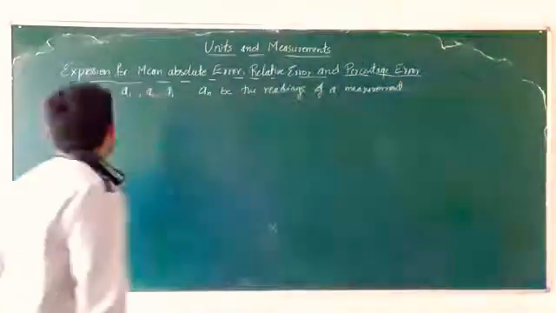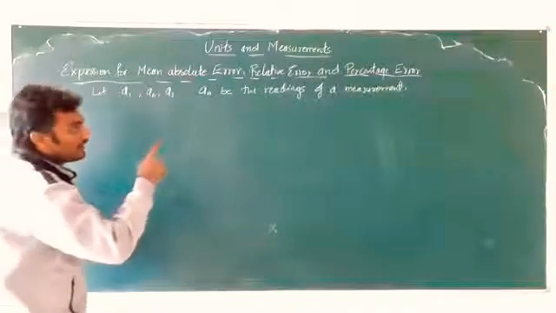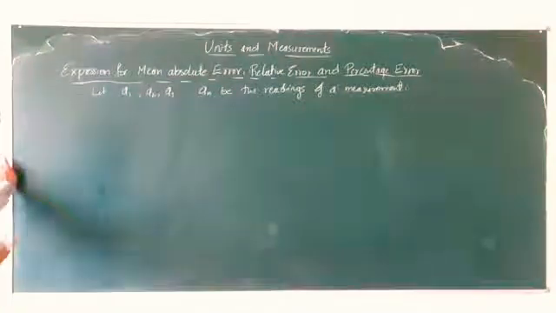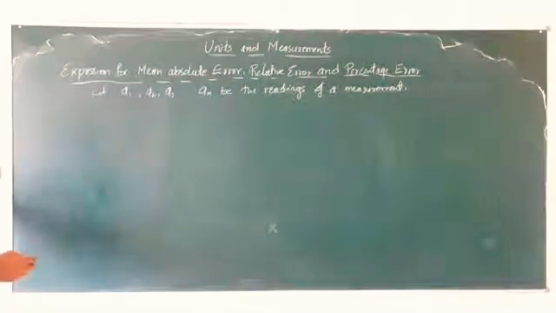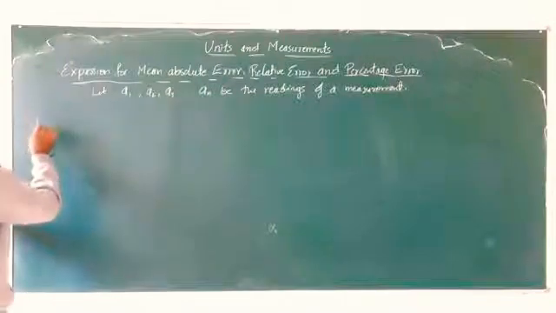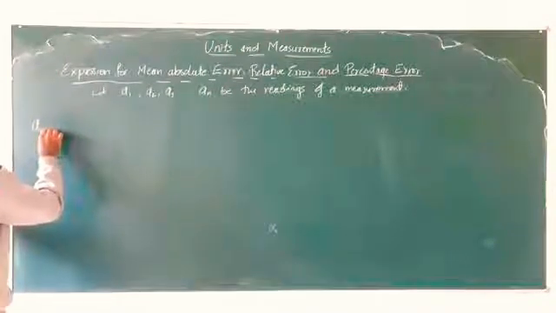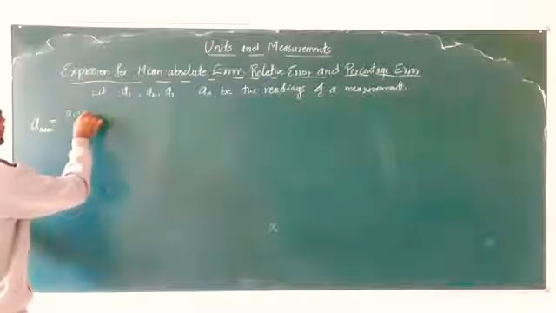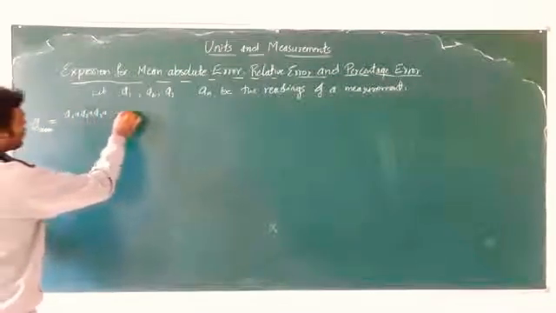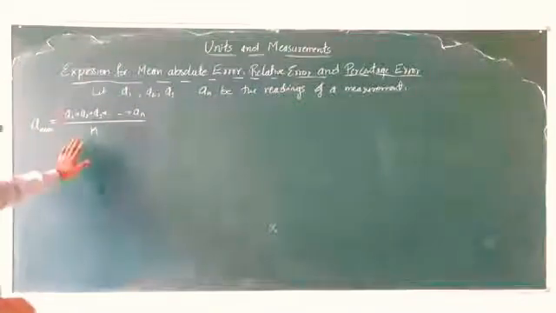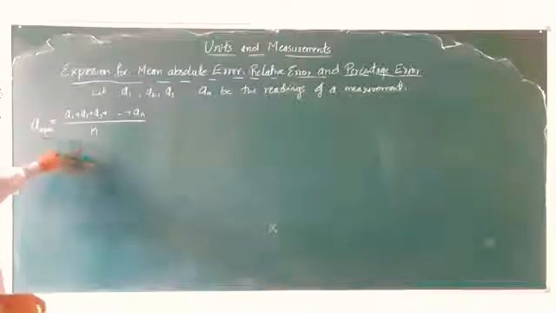And now look at this. We have N readings, and we first should get the true value. How to get the true value? The true value shall be obtained by taking the mean of these readings, isn't it? Which I can call as A mean. A mean is equal to A1 plus A2 plus A3 plus so on plus AN, whole divided by N. This will give me A mean.